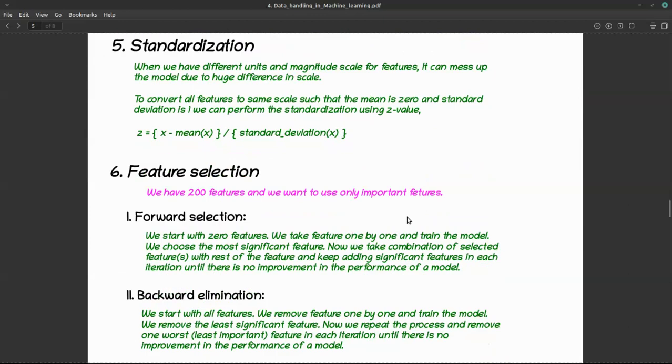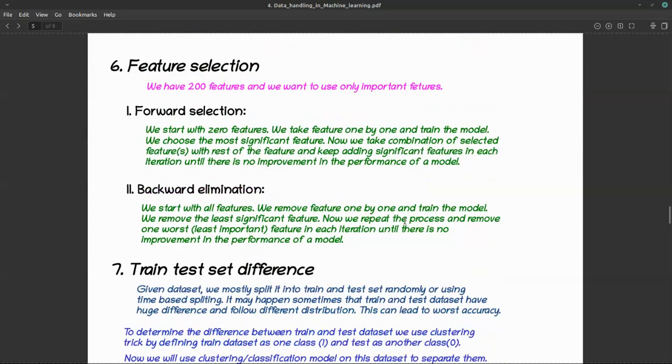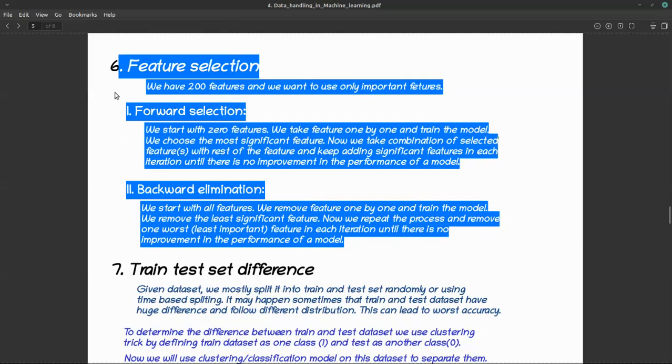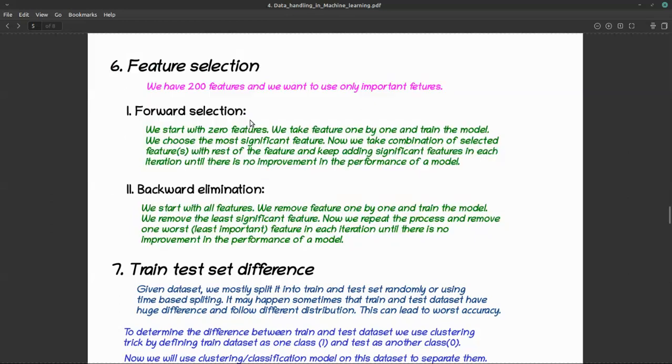So I won't spend much time here. Let's take the feature selection process. This sounds very easy, but this needs a lot of experience to perform. In feature selection we have two basic strategies: forward selection, or you can say backward elimination.